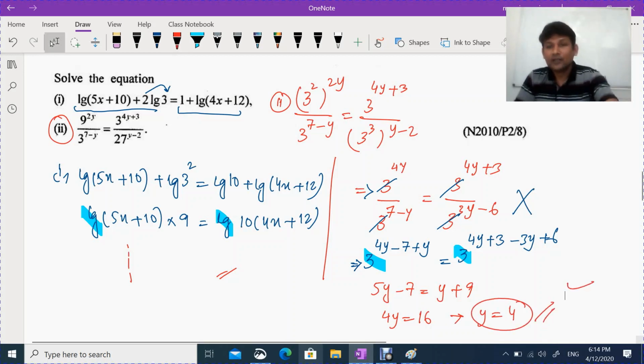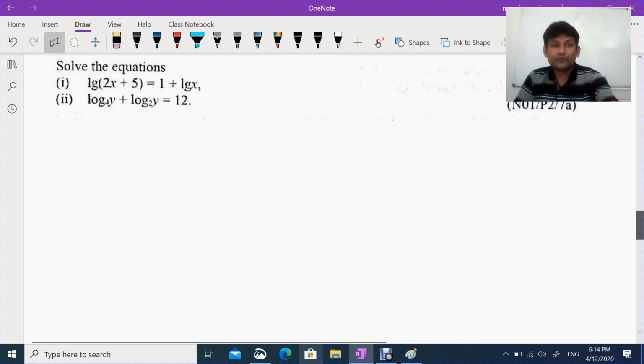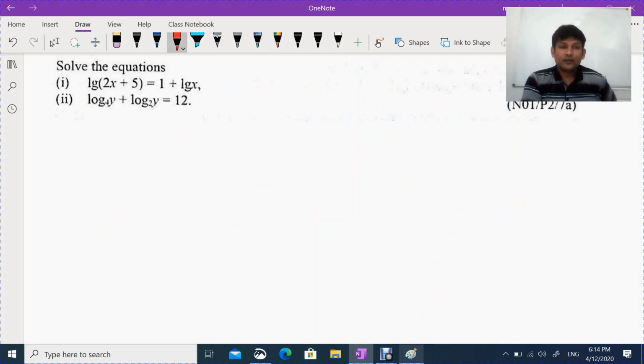And we have done it. Okay, here, this part, second, this is called the change of base law.